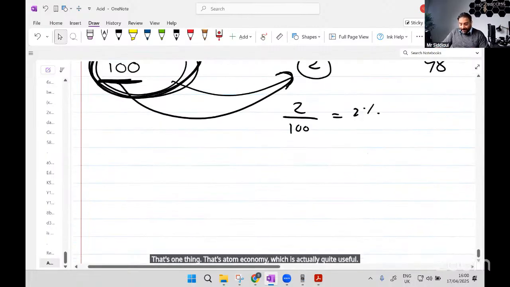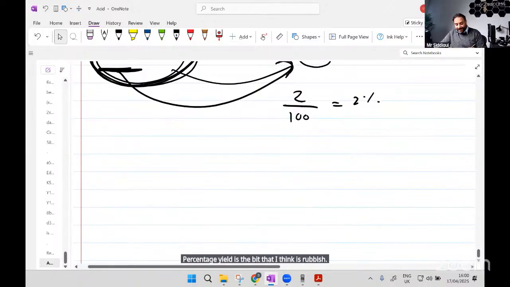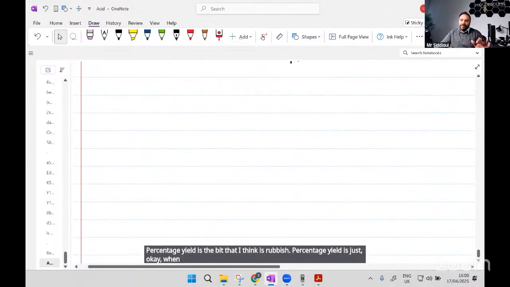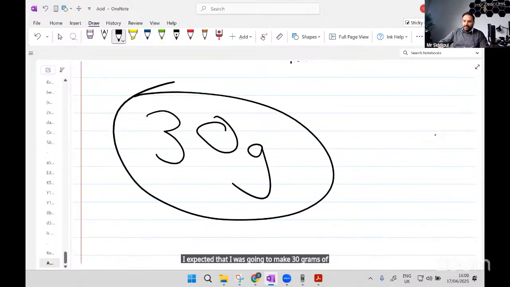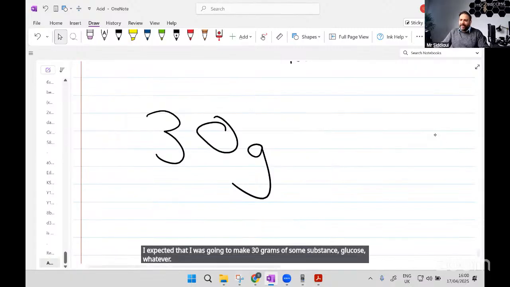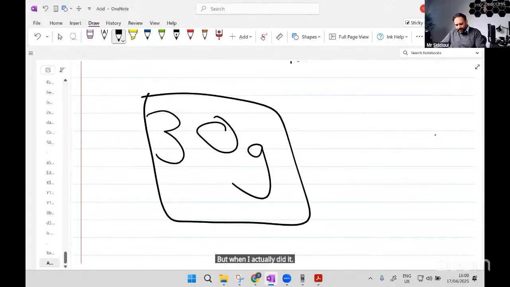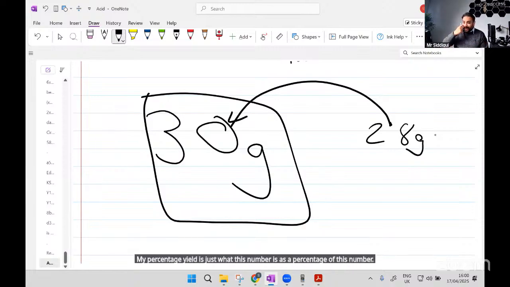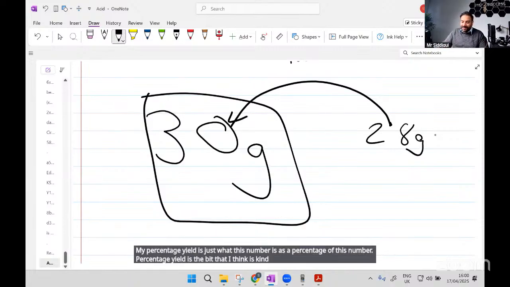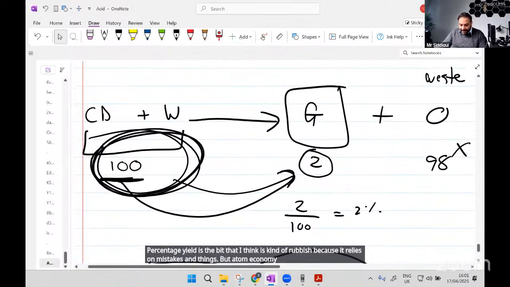Percentage yield is the bit that I think is rubbish. Percentage yield is just, okay, when I did a calculation, I expected that I was going to make 30 grams of some substance, glucose, whatever. But when I actually did it, I only ended up with 28 grams of it. My percentage yield is just what this number is as a percentage of this number. Percentage yield is kind of rubbish because it relies on mistakes and things. But atom economy is just a fact.